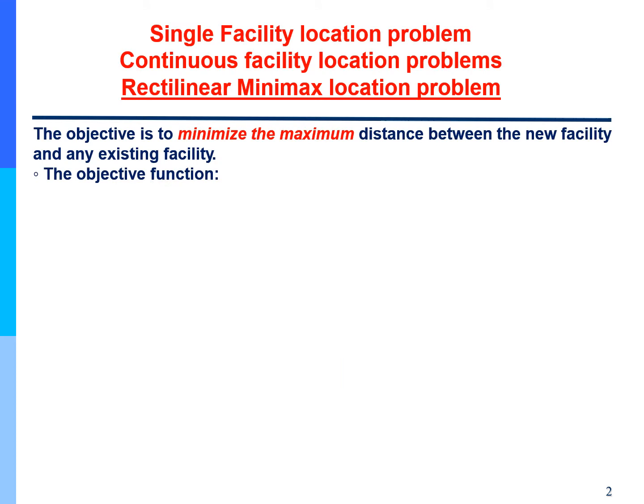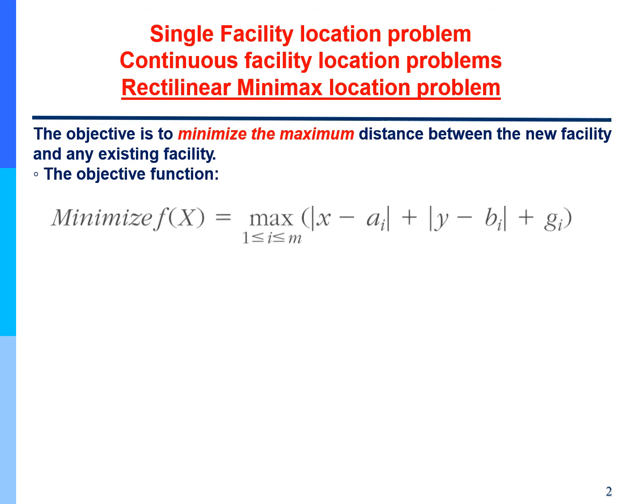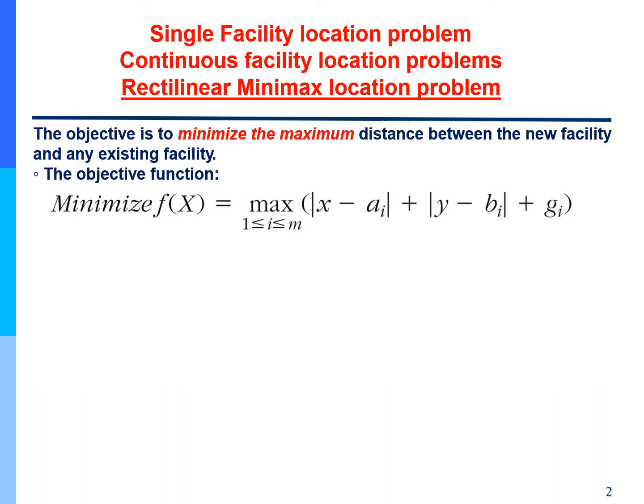So let's remember what this problem was. Especially if you want to locate an emergency facility, so that you want to minimize your reaching time to an emergency situation, then the minimax objective is more meaningful. And the objective can be stated like this, in which we try to minimize the maximum rectilinear distance.